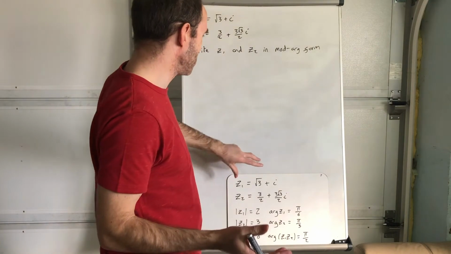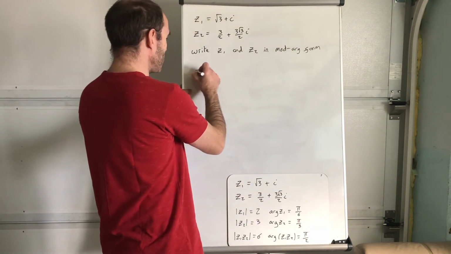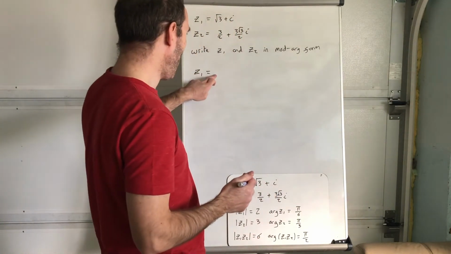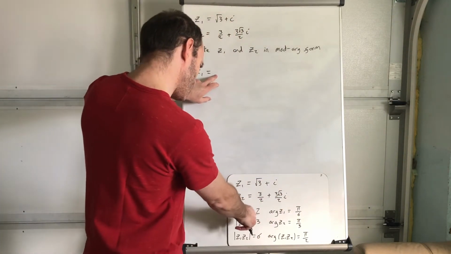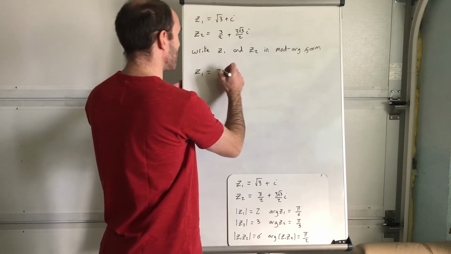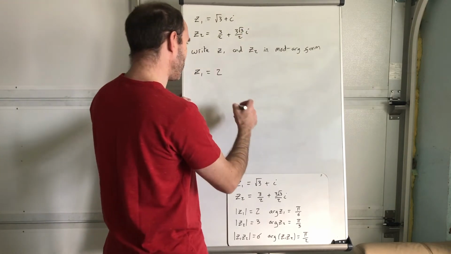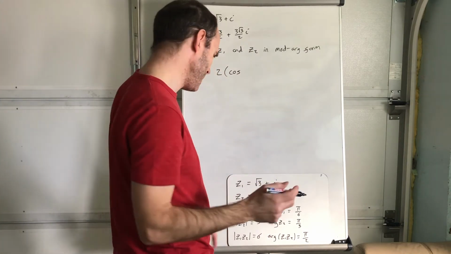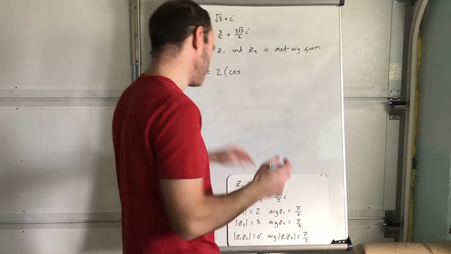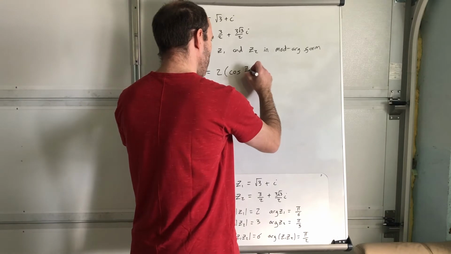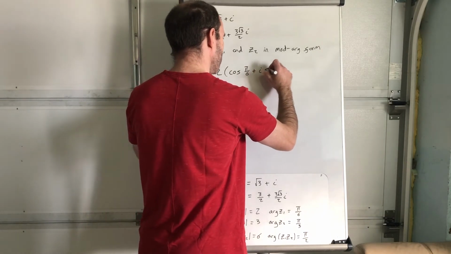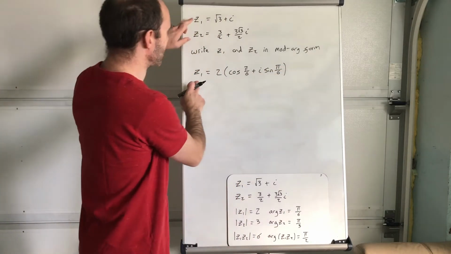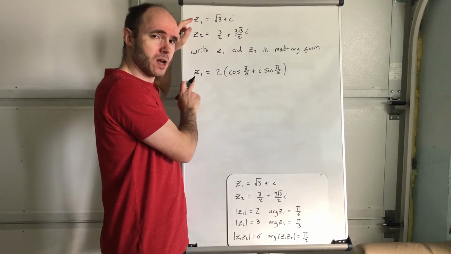I'll use the answers to do it. So z1, written in modulus argument form, would be r. Now what was the value of r for that? It was 2, wasn't it? So the modulus of that was 2, and then open brackets, cosine theta, where theta represented the argument. What was the argument? It was pi over 6. So cos pi over 6 plus i sine pi over 6. That is the same complex number, just written in modulus argument form.